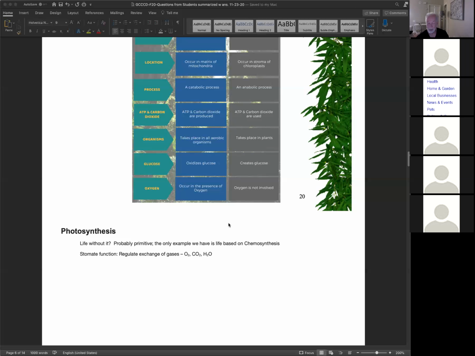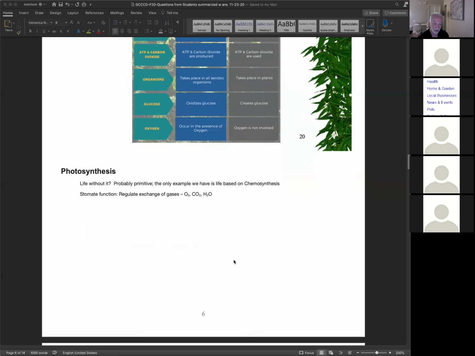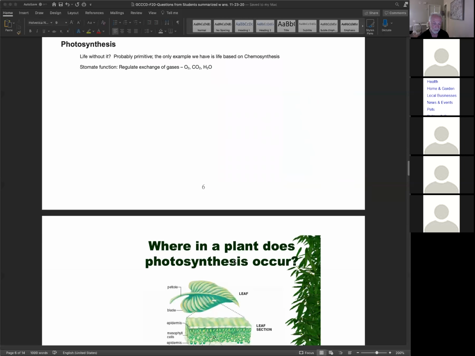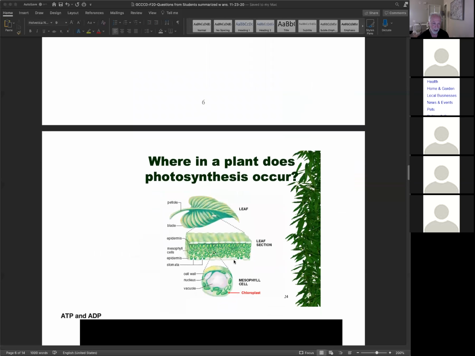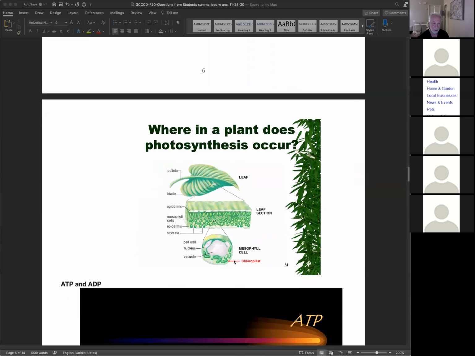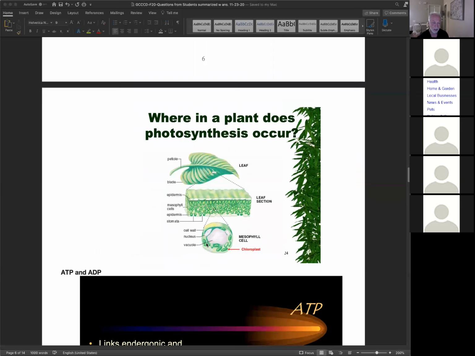There was a question about stomates. So what do stomates do? They regulate the exchange of gases in leaves. And the main gases are oxygen, carbon dioxide, and water vapor. Where in a plant does photosynthesis occur? We know it occurs in the chloroplast, but where are the chloroplasts? Any green part of the plant can photosynthesize.